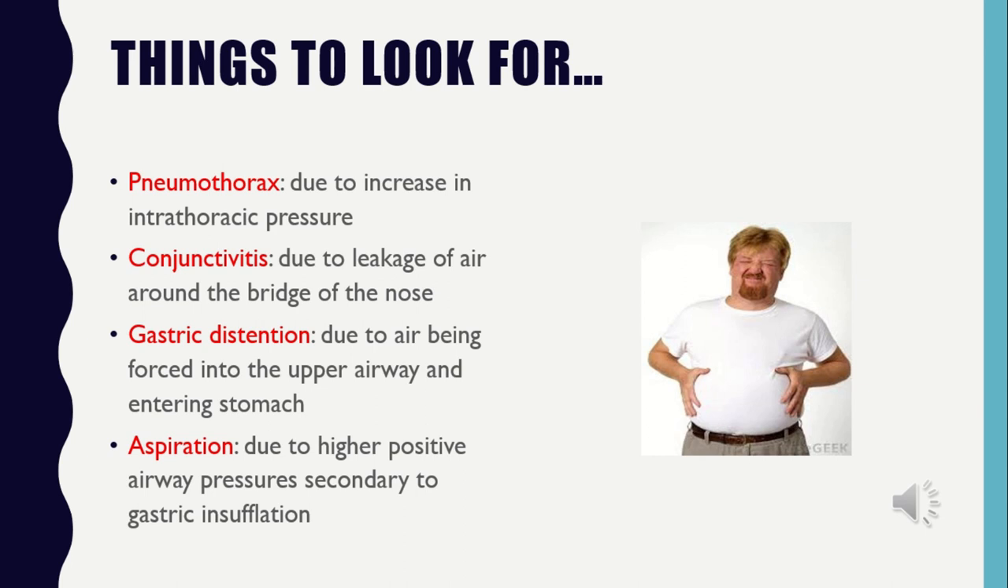Okay, things to look for in your patients on the BiPAP machine. First one is a pneumothorax, and this is due to an increase in intrathoracic pressure. Next one is conjunctivitis. It's due to the leakage of the air around the bridge of the nose. So we want to make sure we have a tight, good seal. Gastric distension is due to air being forced into the upper airway and entering into the stomach. Also aspiration, and that's due to higher positive airway pressure secondary to gastric insufflation.